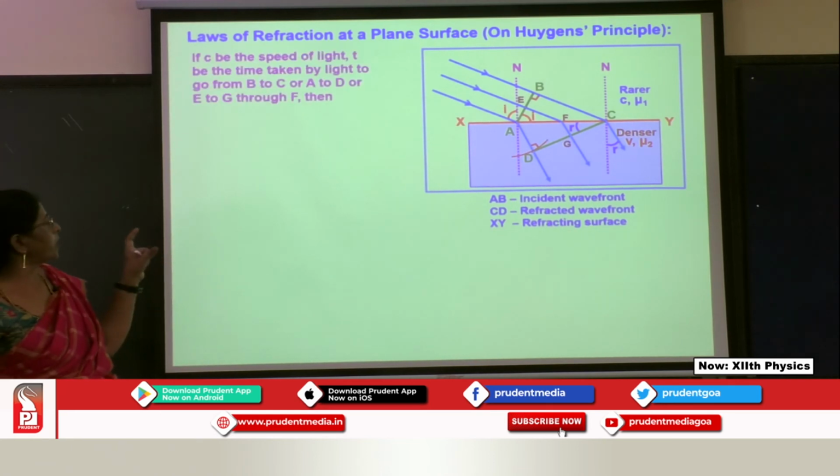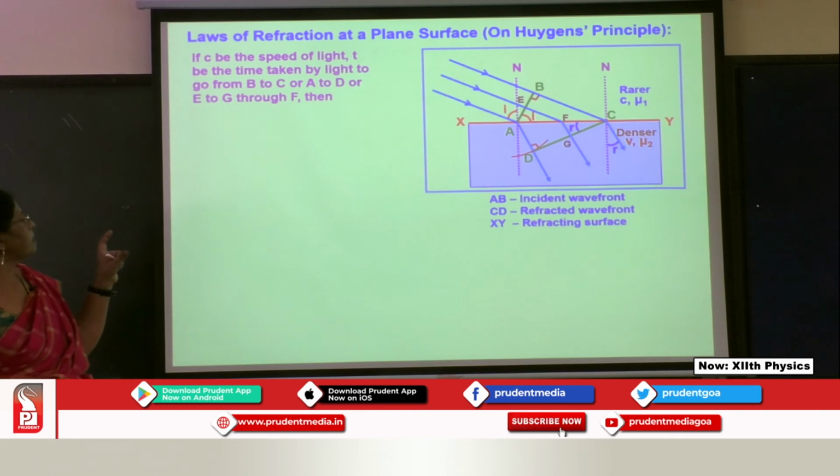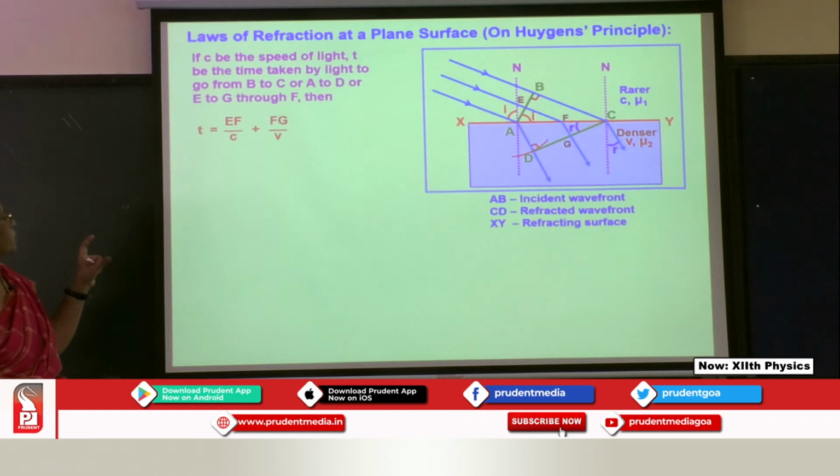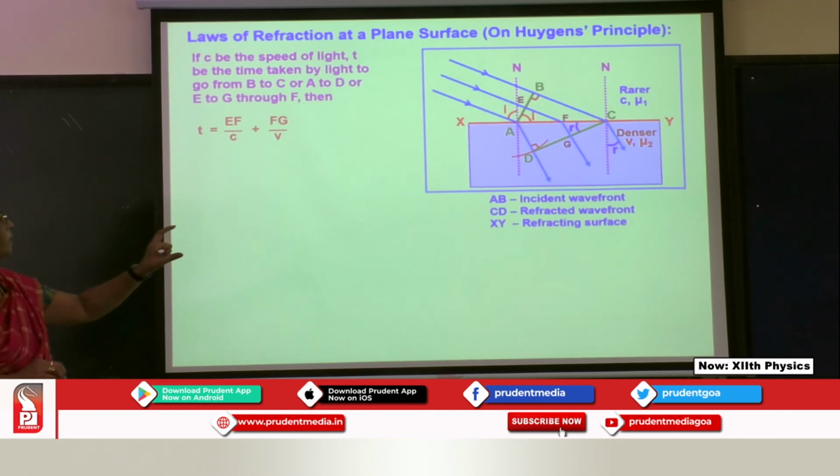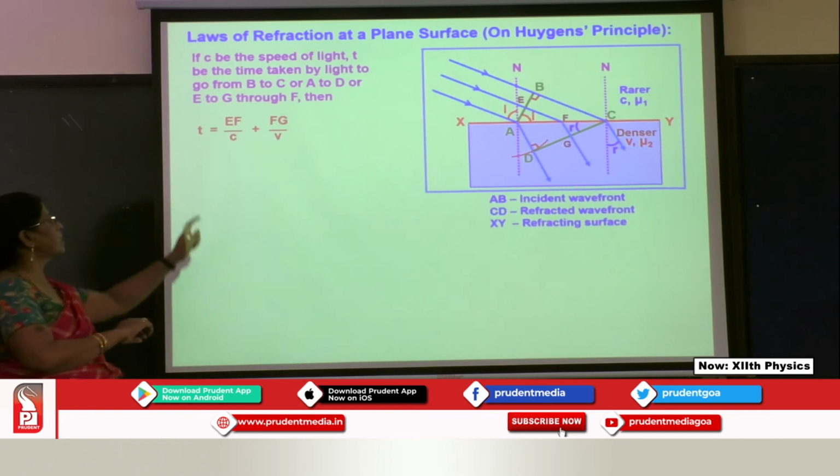Now C is the speed of light, T is the time taken by light to go from B to A, B to C or A to D. Now listen here. Time taken T is equal to the same time, that is the time taken over E F plus F G. Okay, so what is the time taken?